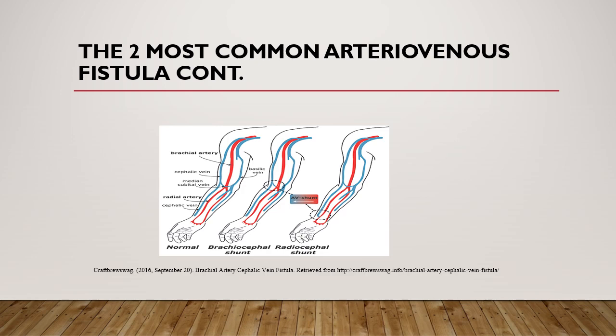The third image is the radiocephalic fistula, and you can see at the wrist there, your radial artery and your cephalic vein would be connected right at the wrist, and that is known as your radiocephalic fistula. So these are the top two most common AVFs you would see, as seen in this image here.